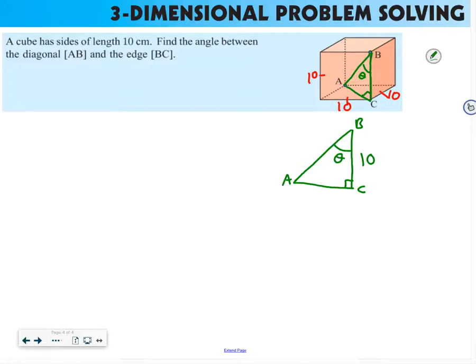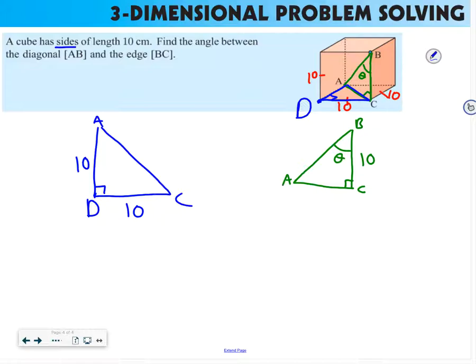Okay, in order to find that theta, I need to know at least one other side. So to find that side, I need to find AC. Well, I'm going to look at this triangle on the base of my cube. Okay, and there's a right angle here. So I have another sub-goal here. So if this is A, let's call this point here D, and to C. So this is the bottom of our cube here. There's a right angle there. This is 10. This is 10 because they're the sides of our box.